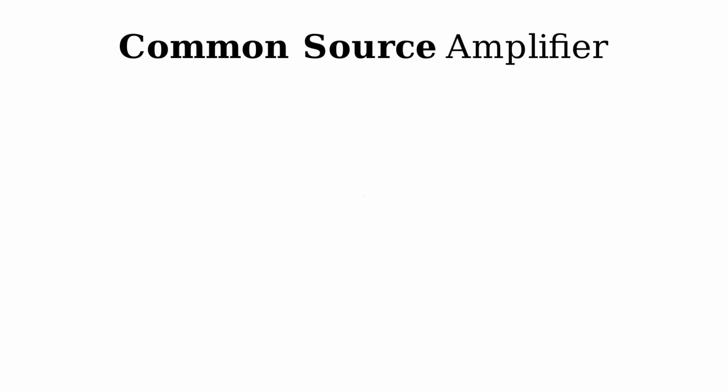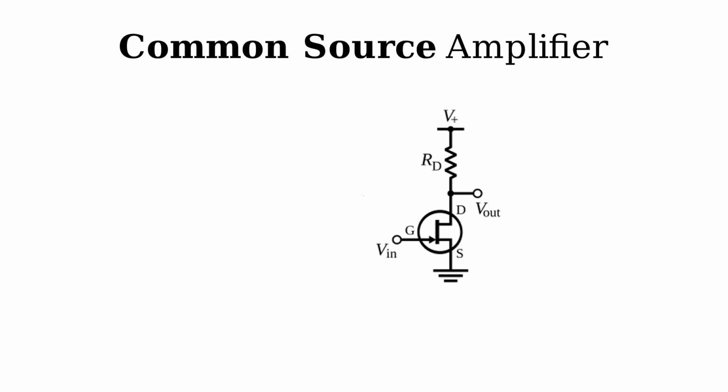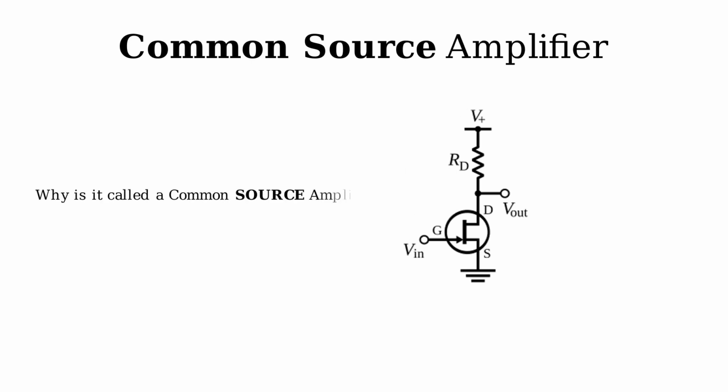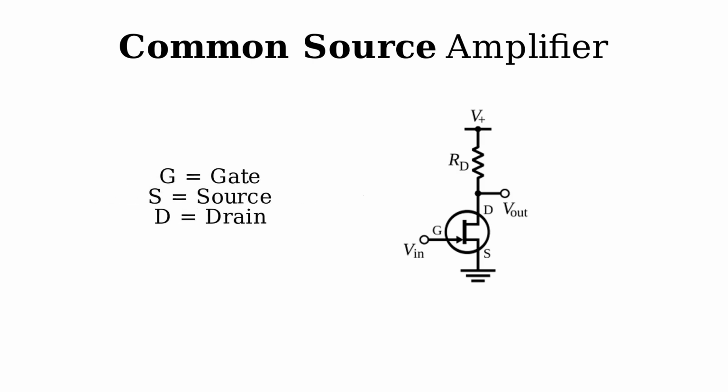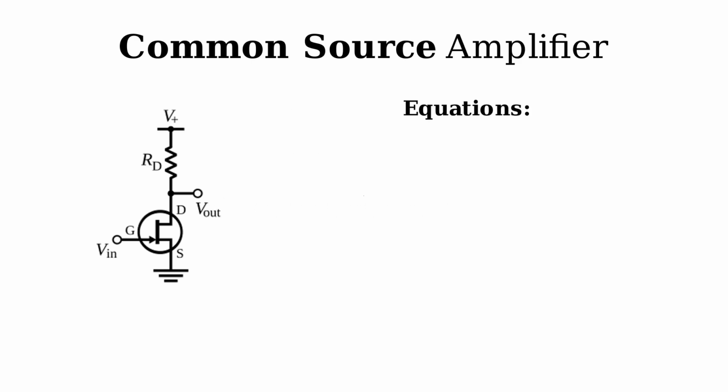In today's video, we're going to take a look at a common source amplifier, as shown in this photo. So why is it called a common source amplifier? We must understand that we're using a MOSFET. This is a three-terminal device that has a gate, source, and drain. It is called a common source amplifier because the source is the only terminal without the input or output voltage.